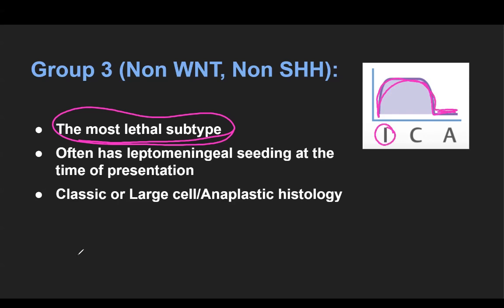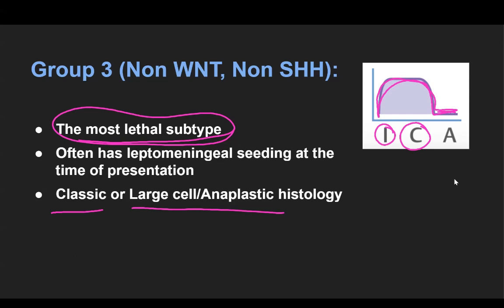It peaks in the infant age group, then it peaks in the childhood age group, and it goes blank in the adult age group. This subtype often has leptomeningeal seedling, even at the time of presentation. The common histology is either going to be classic or large cell or anaplastic. Okay, moving on.